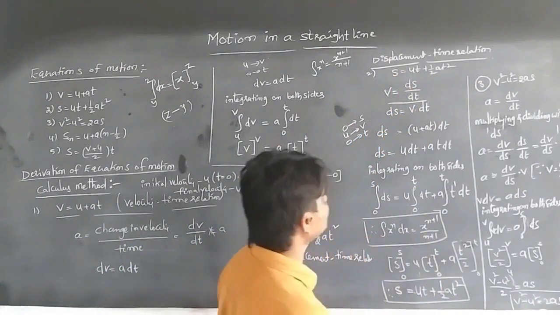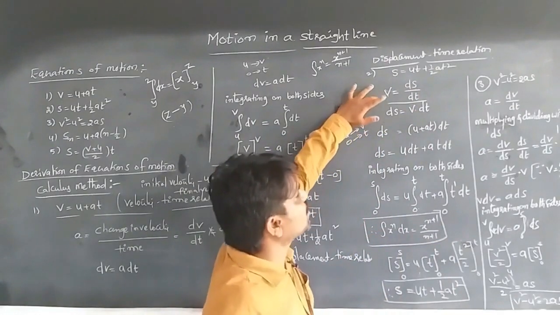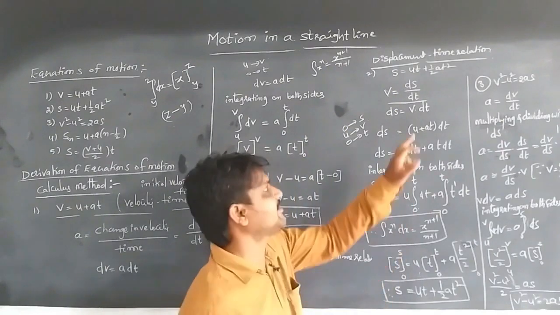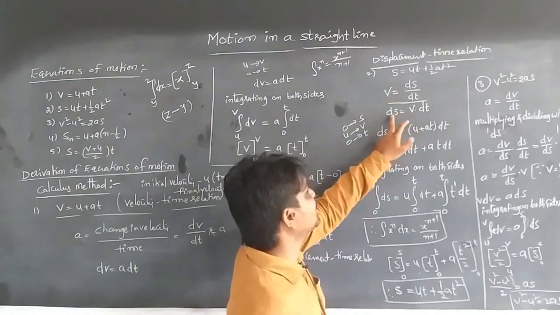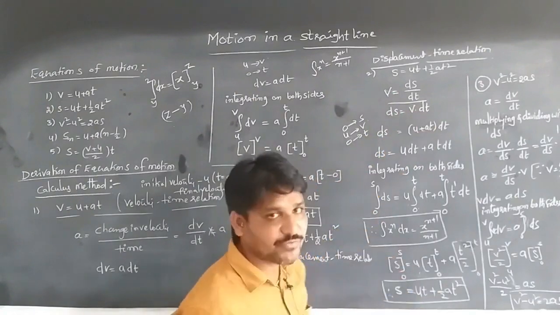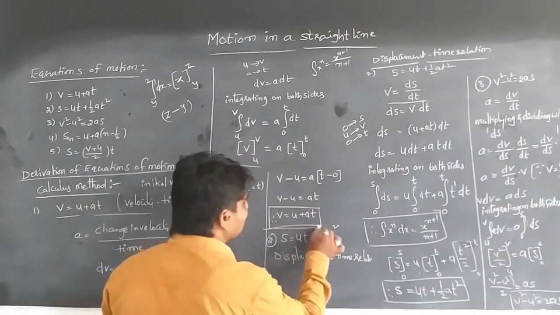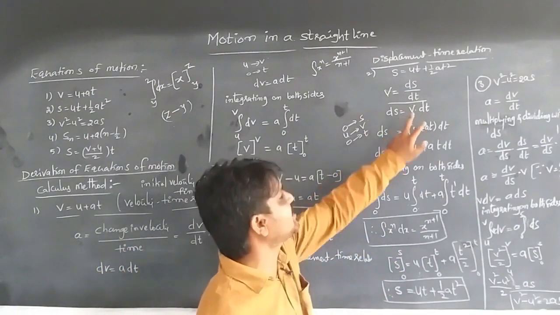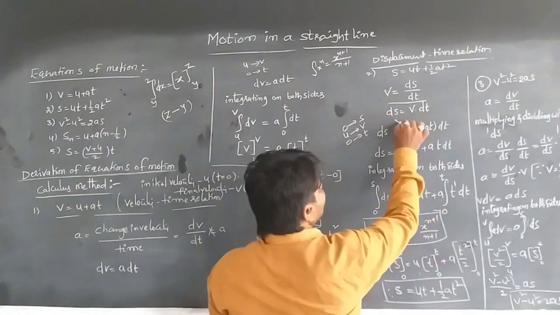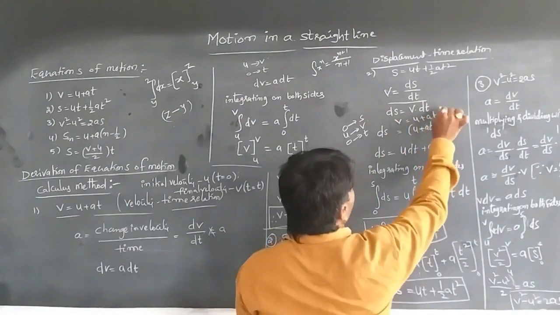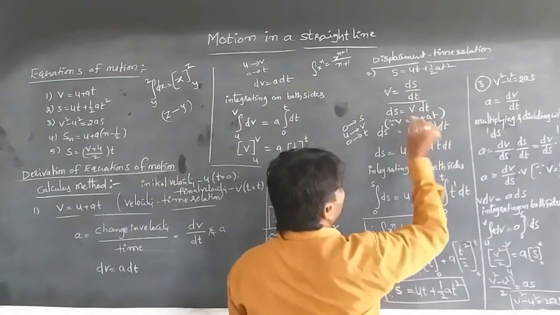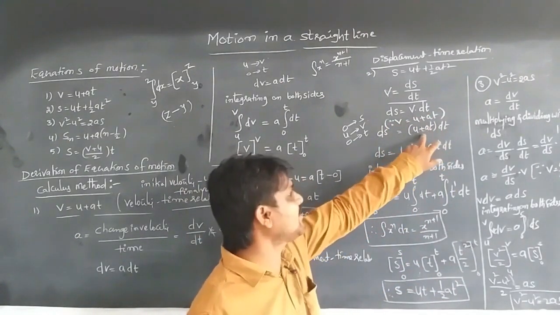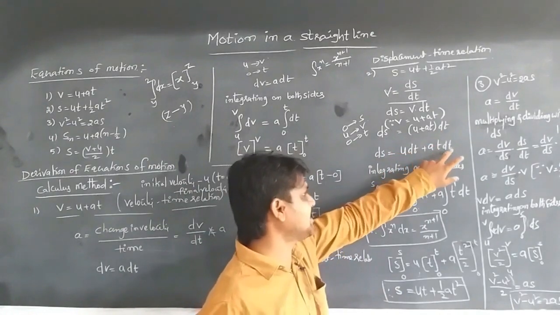From the velocity, v is equal to ds by dt, meaning the rate of change of displacement is called velocity. From this relation, by cross multiplication, ds is equal to v into dt. But we know from the first kinematical equation of motion that v is equal to u plus at. Instead of v, we write u plus at. So ds is equal to (u plus at) into dt, that is, u dt plus at dt, integrating on both sides.